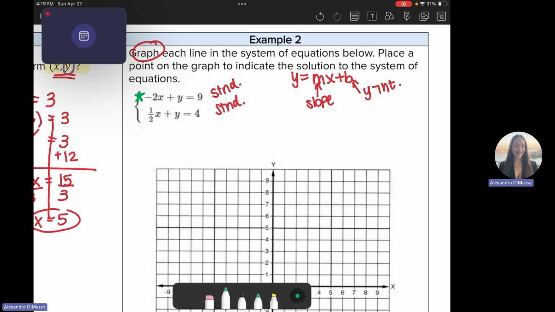I've got negative 2x plus y equals 9. And I want to get the y all by itself. So essentially, I just want to move this negative 2x from the left to the right. And I can do that by the inverse, or adding 2x on both sides. So I get y equals 2x plus 9. That's going to be the first equation that I graph.